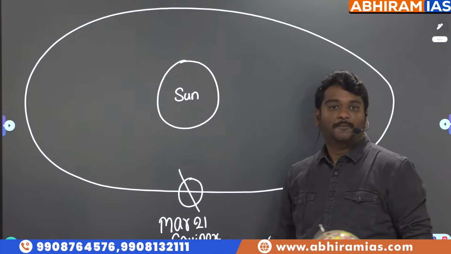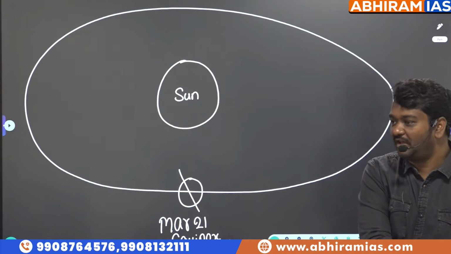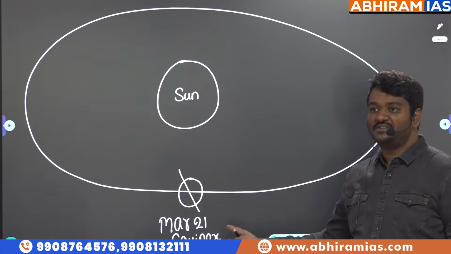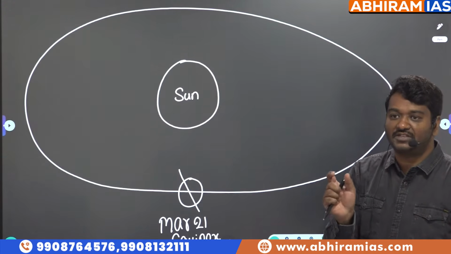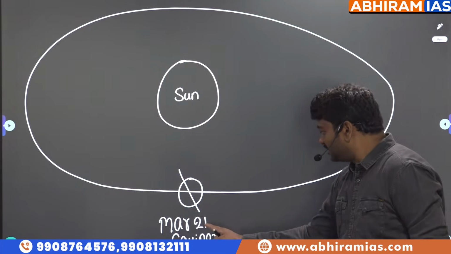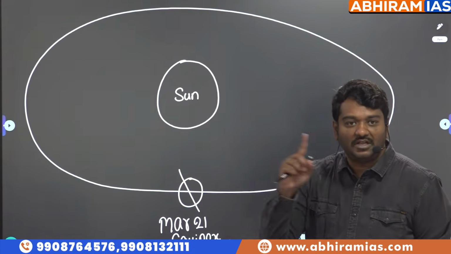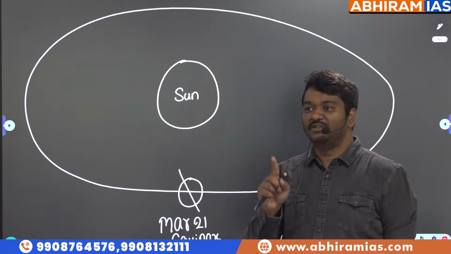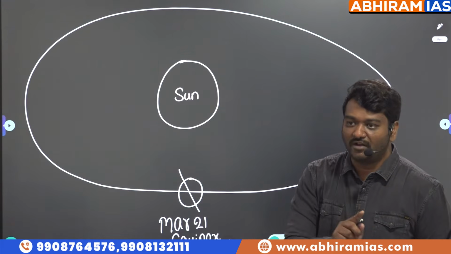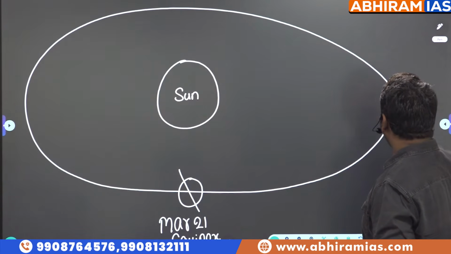equinox. Prelims question: Chaitra 1 is celebrated on which day? March 21st. Okay. March 21st is the Indian calendar Chaitra 1 beginning. So after this, as earth comes, what is the meaning of equinox? Equal day and night. That means the entire earth will have 12 hours of day and 12 hours of night. After this, it will come here.